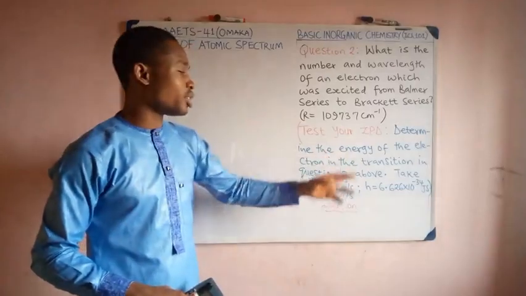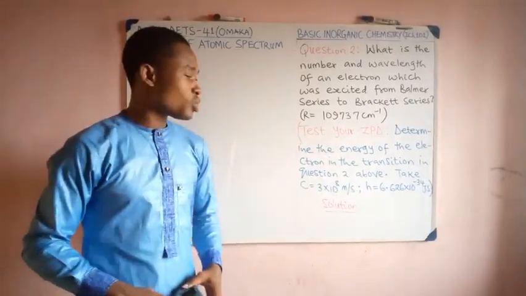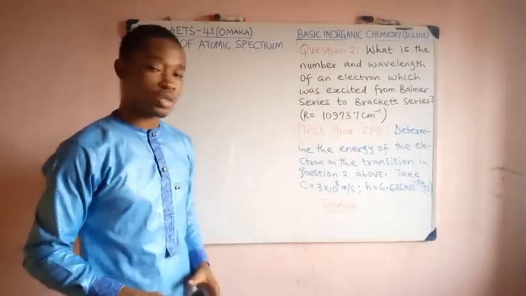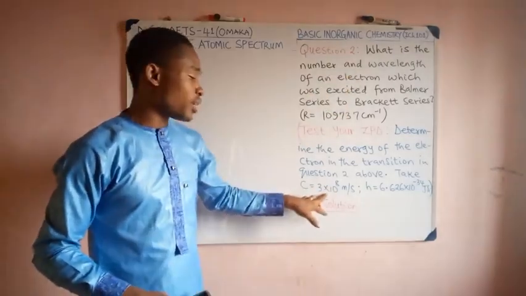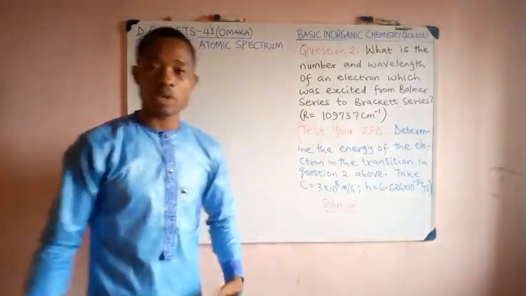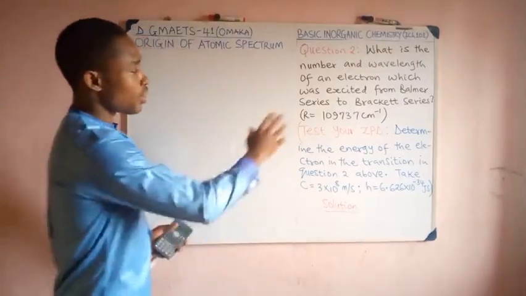Determine the energy of the electron in the transition in question 2 above. So determine the energy in this transition. Take the speed of light to be 3 times 10 raised to the power 8 meters per second, and Planck's constant as 6.26 times 10 raised to the power minus 34 joule seconds. How do we solve this problem?